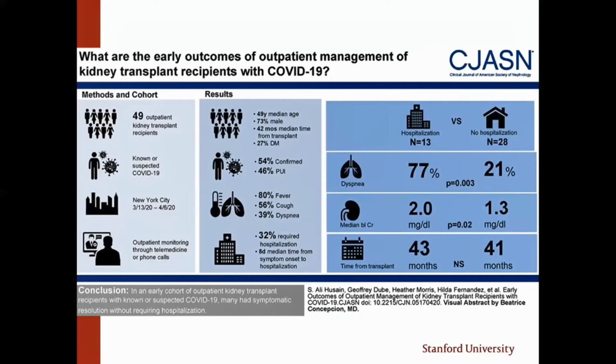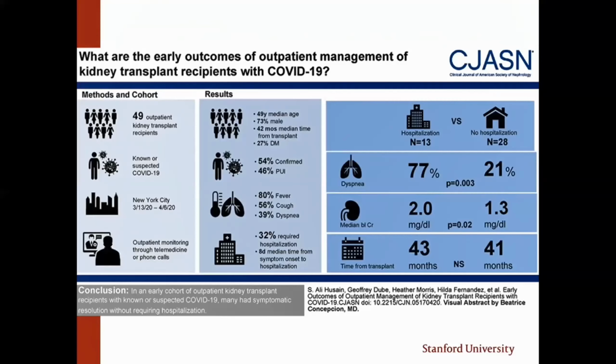The median age of individuals in the study was 49 years, with 73% being male. The median time from transplant was about 3.5 years, with 27% having diabetes. Now, only 54% had confirmed COVID-19 disease, with 46% being persons of interest. The predominant symptom on presentation was fever, with 80% having fever, 56% having cough, 39% had dyspnea.